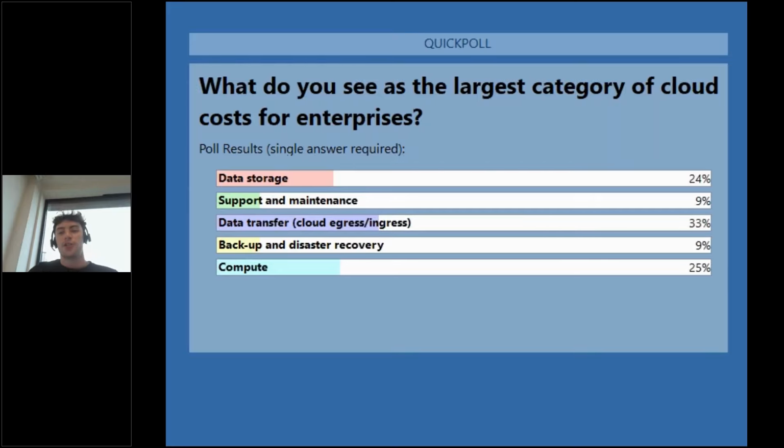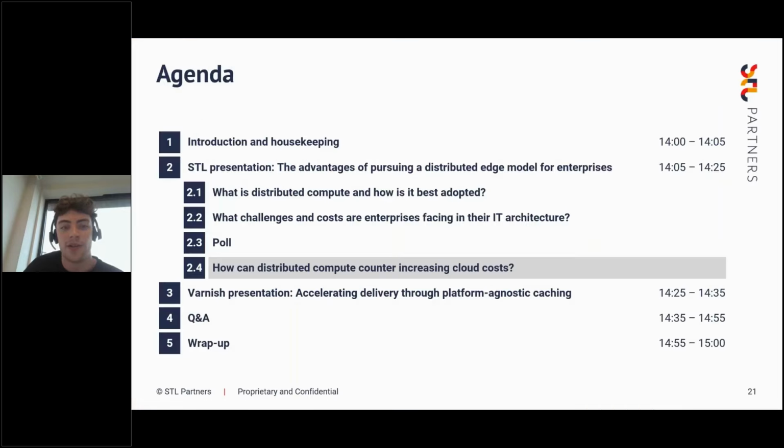Just to comment on them a little bit, you can see that 33% of you believe that data transfer is the biggest cost, or sorry, the biggest category of cloud costs, and that's followed by compute and data storage, which are closely shared, second and third. So let's see how you, the audience, stacked up against our survey respondents. What did our enterprises see as the largest category of cloud costs? Well, data storage was recognized as the largest category of cloud costs, so not quite aligned with your views.